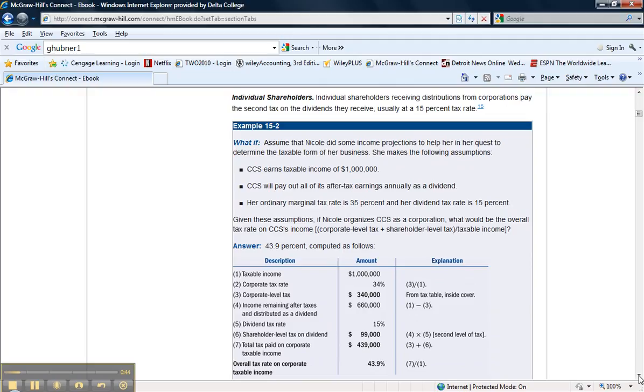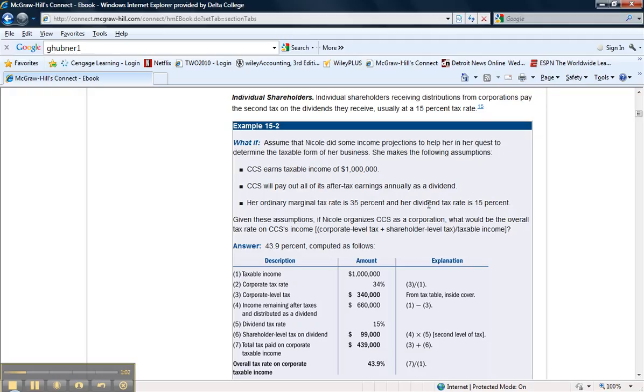So in this example, the company has taxable income of $1 million. It pays out all of its after-tax earnings annually as dividends, and then the owner, Nicole, has an ordinary marginal tax rate of 35% and a dividend rate of 15%.